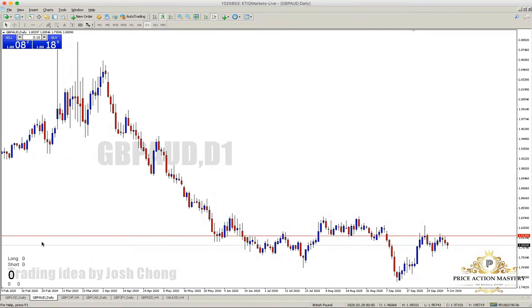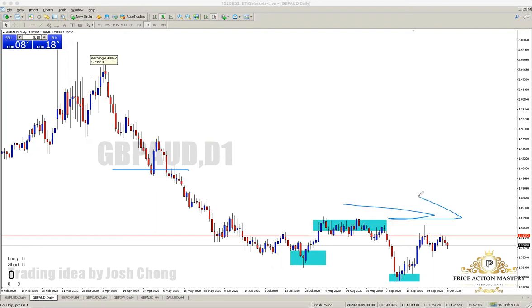The next will be GBP Aussie. Pound Aussie, what is happening in the market? Trend wise, this is the low, this is the high, and then this is the lower low. So GBP Aussie is overall still in a downtrend. If the market really wants to change to an uptrend, it must break this high. That's why we are still seeing downside.